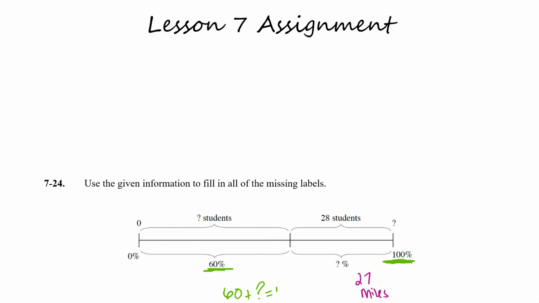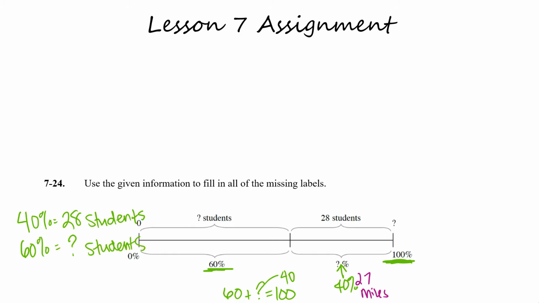So 60 plus something has to equal 100%, right? One whole is always 100%. Obviously, that something is 40, so that tells me that this section right here is 40%. So 40% is equal to 28 students. I need to figure out how many students 60% is equal to.